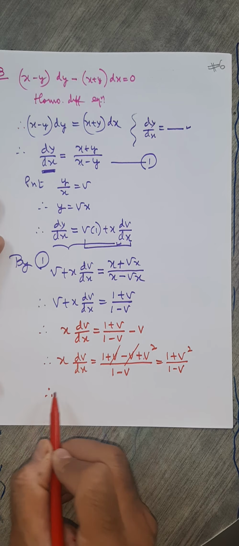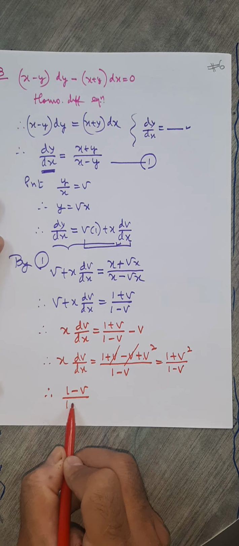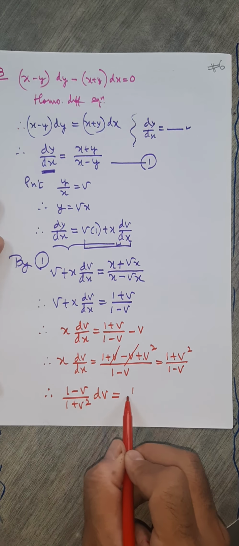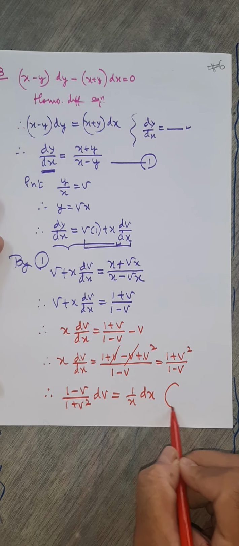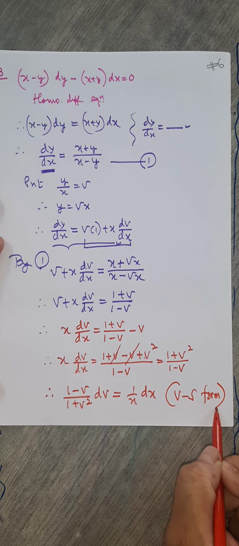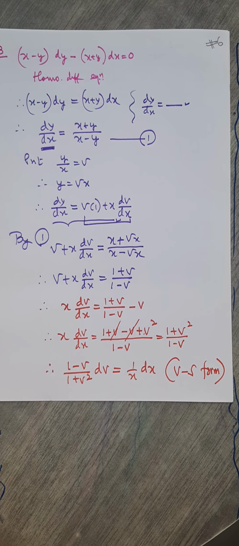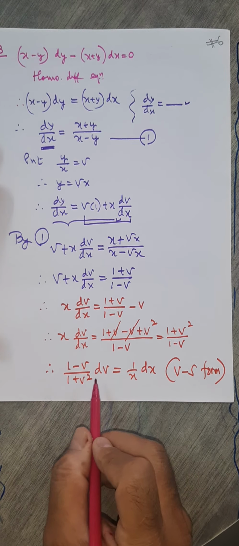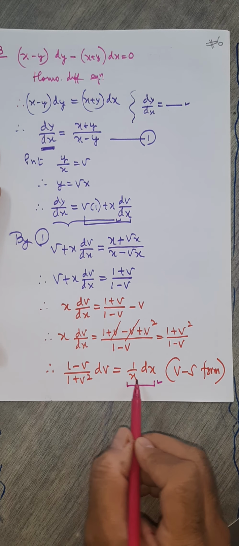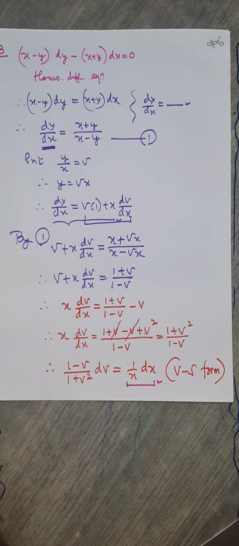So the next step is variable separable form. So this will take over here: (1 minus v) upon (1 plus v squared) dv equals 1 upon x dx. This is nothing but the variable separable form, remember. In a homogeneous differential equation, always one side will be 1 upon x dx, and on the other side you have dv into an expression involving variable v.